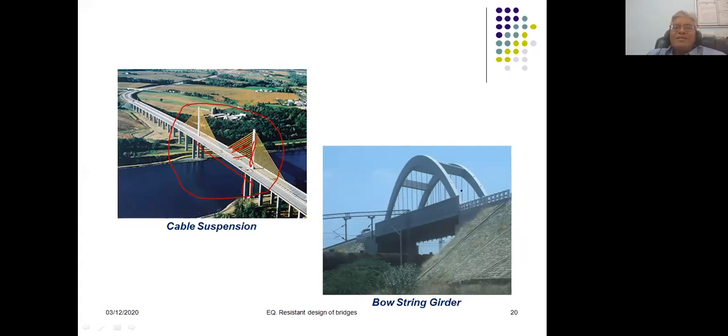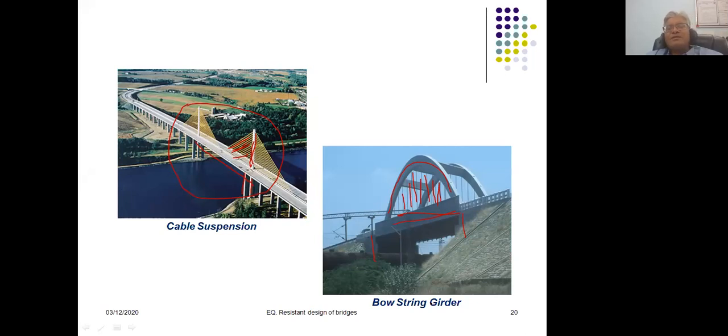Here also the same things are there, the load transfer mechanism. The load of the superstructure will first be taken by these strands. Sometimes these are steel strands or pre-stress anchors, and through these anchors it will transfer to this arc, and from the arc it will transfer to the substructure. So the load transfer mechanism is important for such kinds of bridges, and one needs to understand the things.